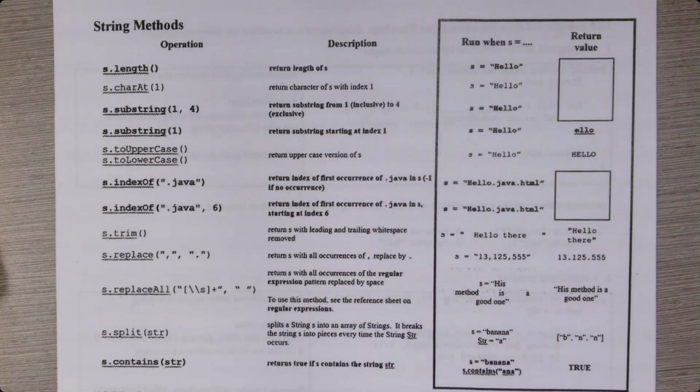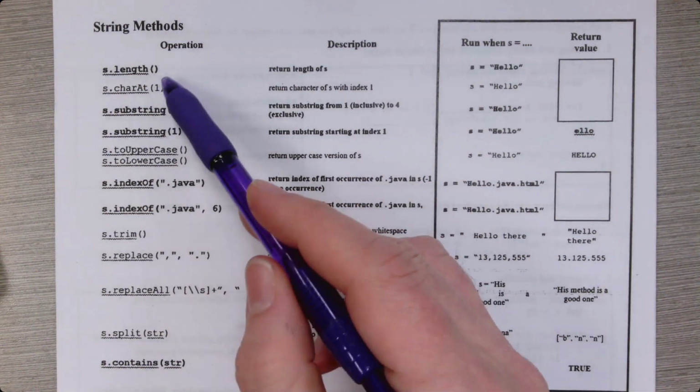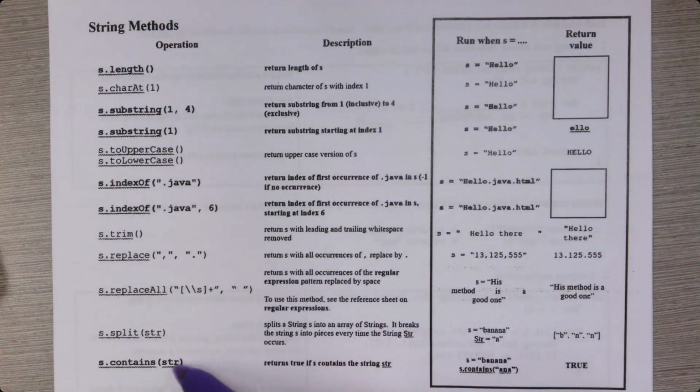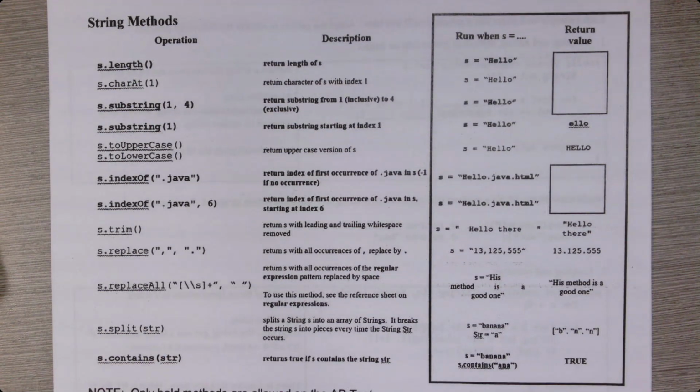Hello, everybody. These are notes on basic string methods. The ones that are on the AP test are the ones in bold: length, the two versions of substring, the two versions of indexOf, and contains. Some of these others are really useful, but we're going to try not to use them when we're practicing for the AP test.